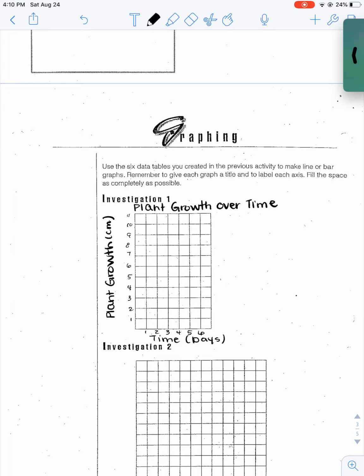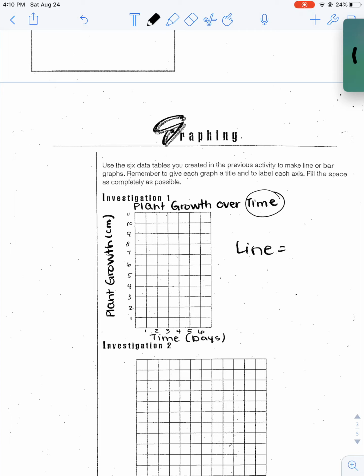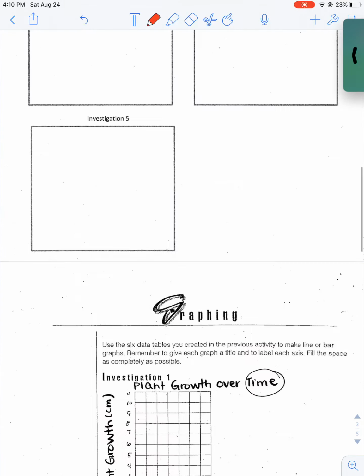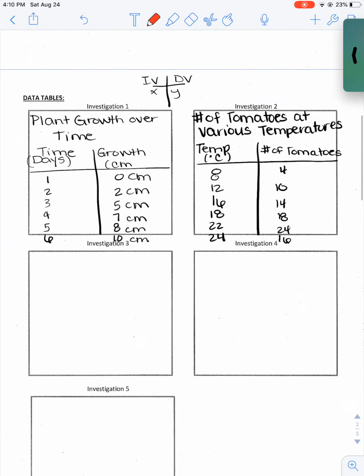All right, because I am dealing with time, I'm going to use a line graph. Line equals time. If I don't have anything dealing with time, then I need to pick a bar graph. So most of you properly identified that yes, this was a line graph, but a number of you also improperly identified and used a line graph for the other investigations. Newsflash, all 4 of the other investigations were actually bar graphs. They didn't have to deal with time.